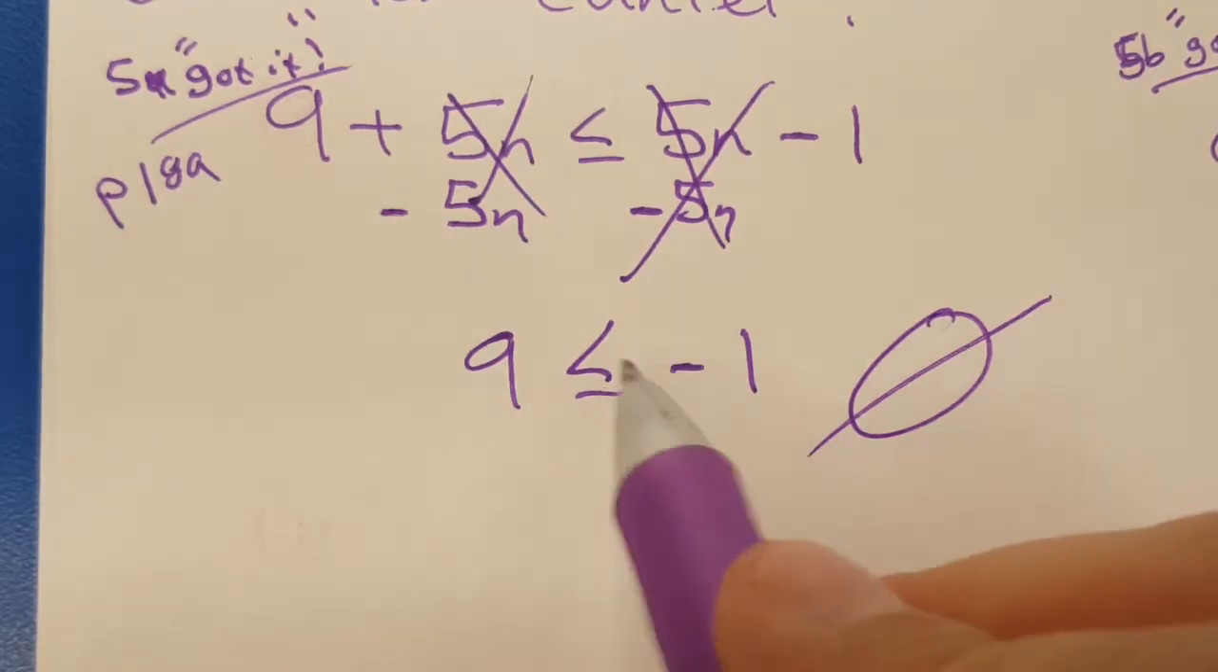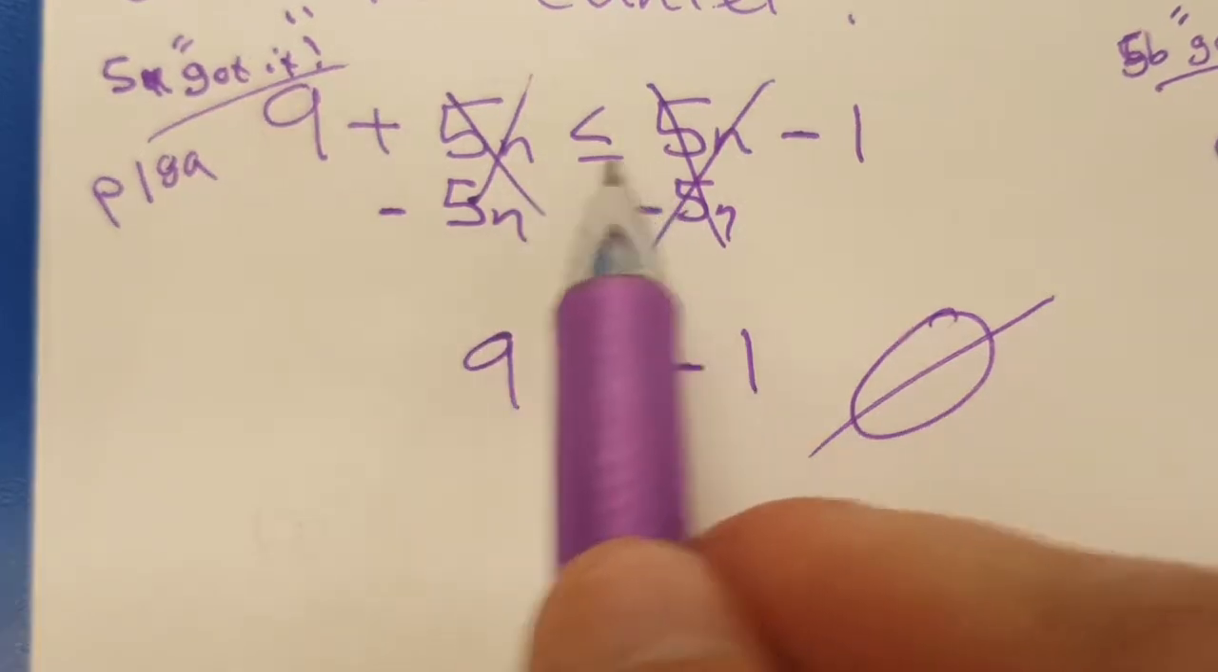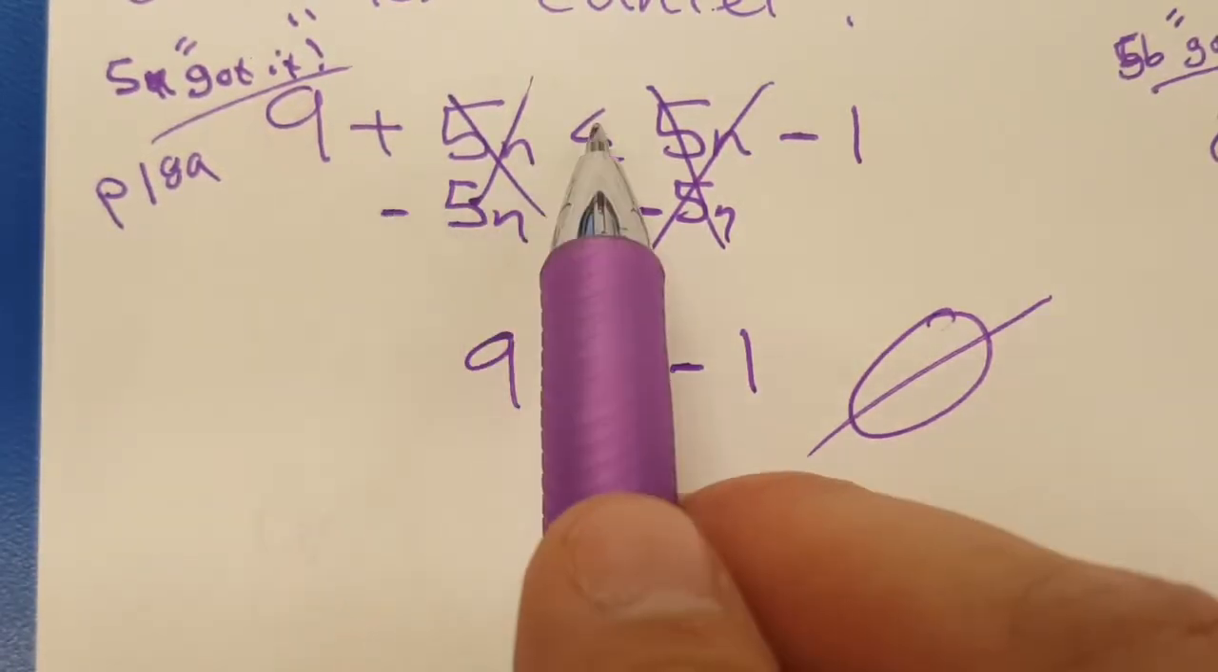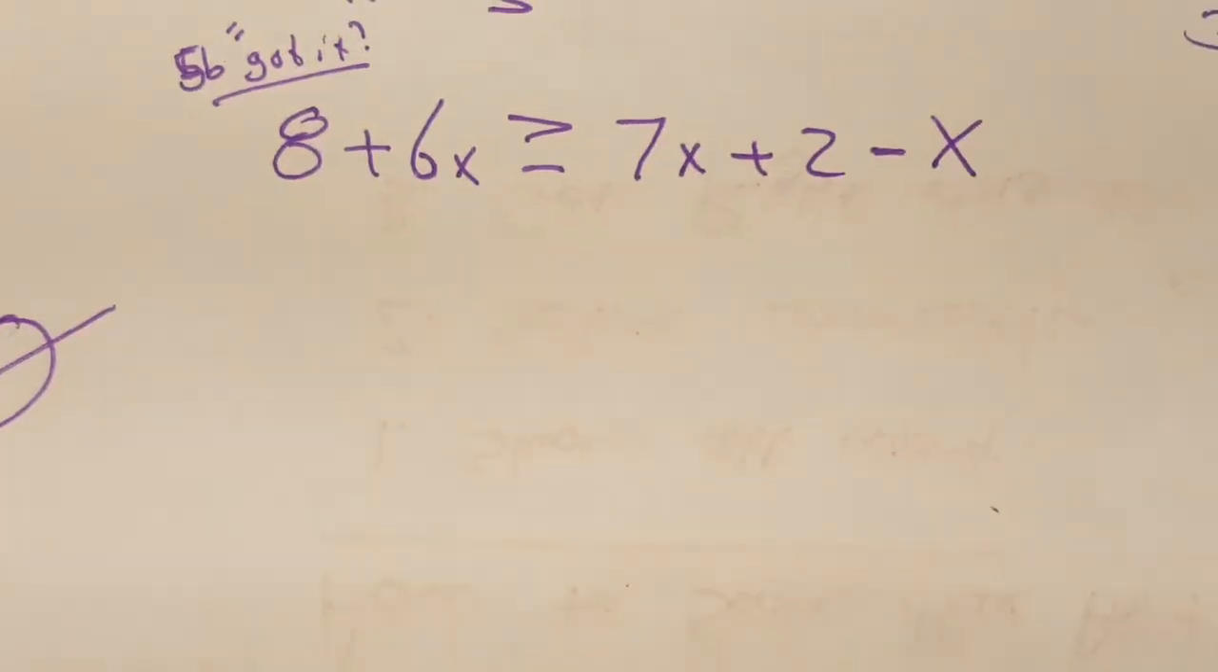This is never going to happen. You are never going to have a number over here, no matter what you plug in, that's going to be less than or equal to -1, ever. So ask yourself true or false. If it's false, you say no solutions. Spoiler, this one might be true.